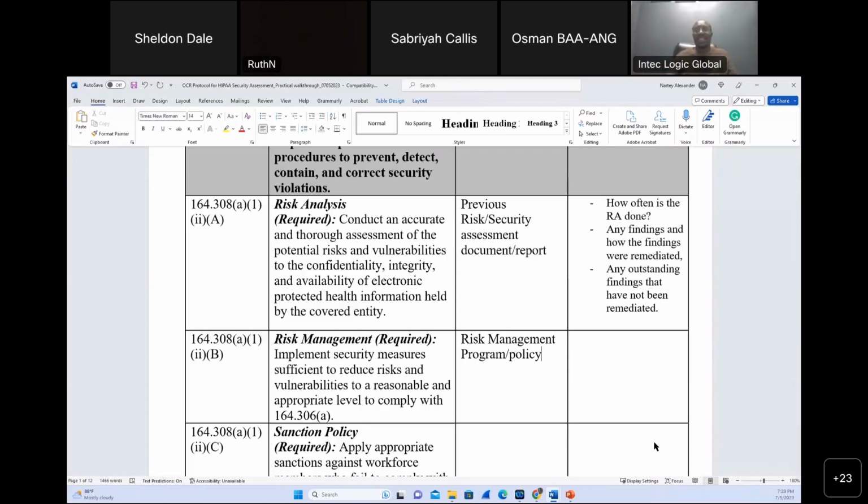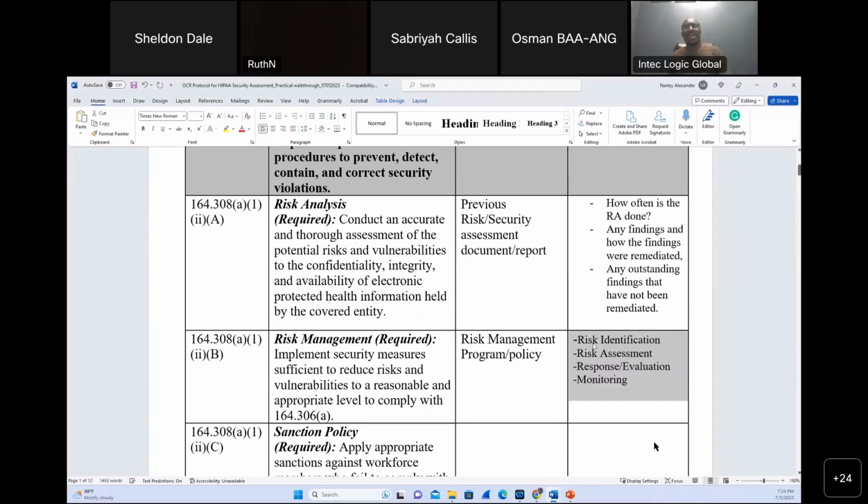So if you see a risk management program, what should come into your mind? What are the key things that you're going to look out for? I told you this is going to repeat over and over. Yes, Osman. You're on mute. We're looking out for risk identification, risk assessment, risk remediation, and continuous monitoring. Okay, that is correct.